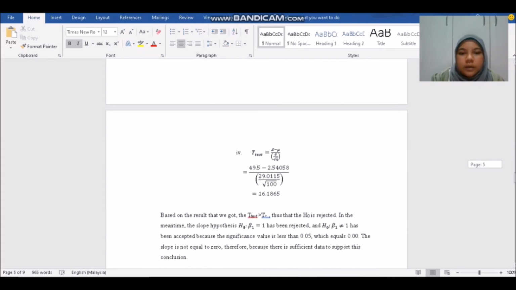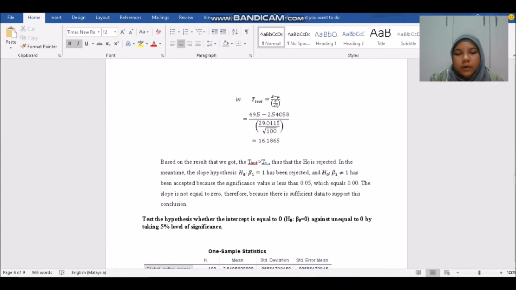The result of the t-test we got is 16.1865. Based on this result, the t-test value is bigger than TC, thus H0 is rejected. In the meantime, the slope hypothesis has been rejected and the alternative has been accepted because the significance value is less than 0.05, which equals 0.00. The slope is not equal to 0, because there is sufficient data to support this conclusion.